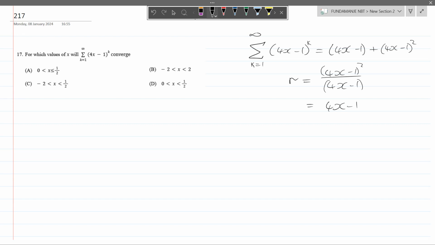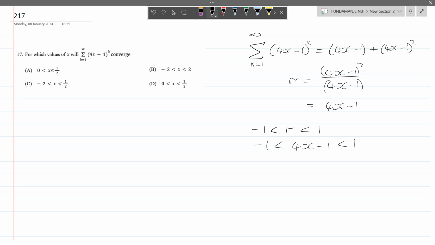But if we want to find for which x values this series will converge, then we need to introduce the restriction that our ratio should only be found between minus 1 and 1. Then our ratio is going to be minus 1 is less than 4x minus 1, which is less than 1, like that. Now we solve it, and we can solve it simultaneously or apart. If we solve it simultaneously, it'll be quicker and easier.